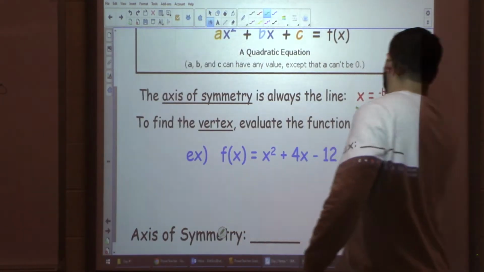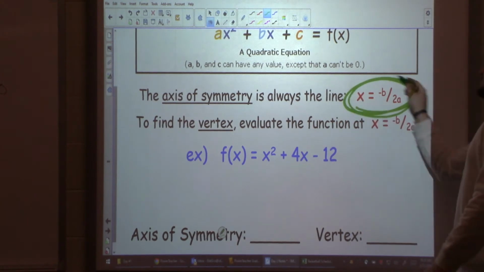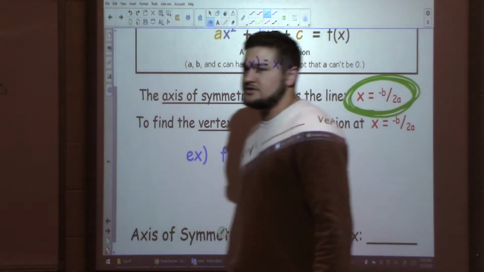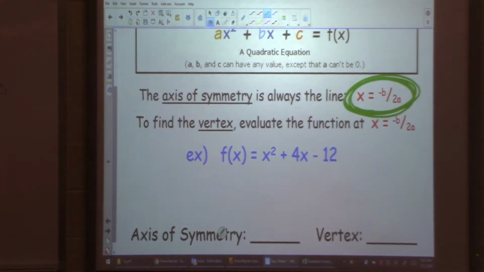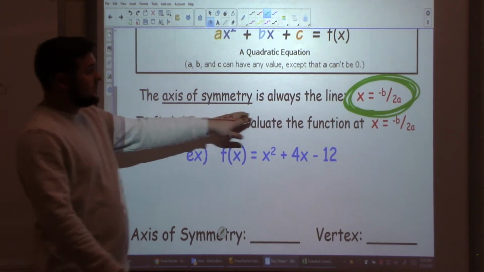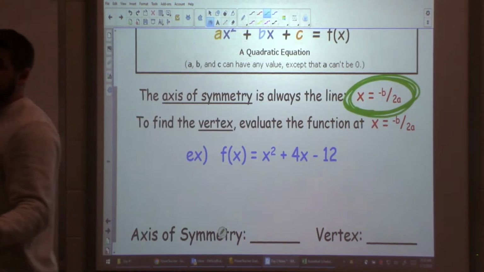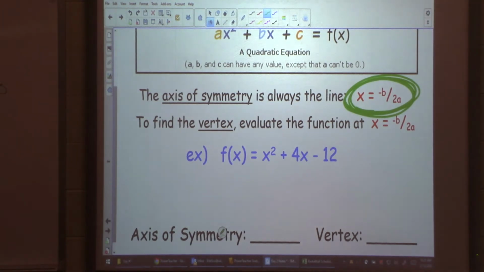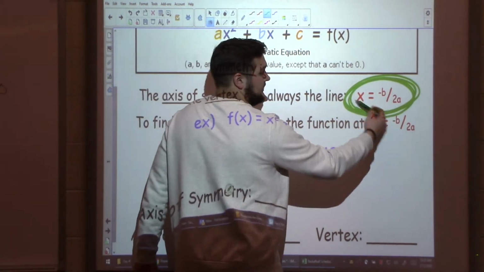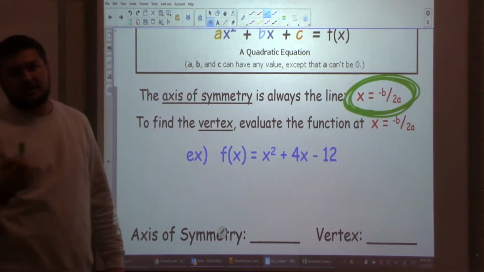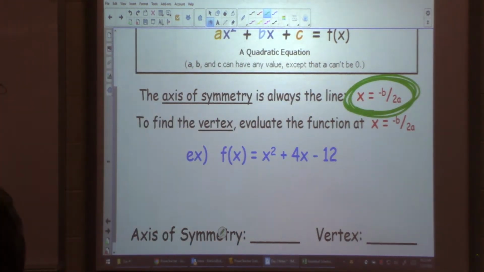This is going to be a formula you're going to use a million times, so please make sure you circle it, star it, do something with it. To find your axis of symmetry, you're going to do x equals negative b over 2a. Then to find your vertex, your x value, you just got it when you did your axis of symmetry. To find your y value, you take that x value, whatever you get from this formula, plug it into your equation, and that gives you your y value.